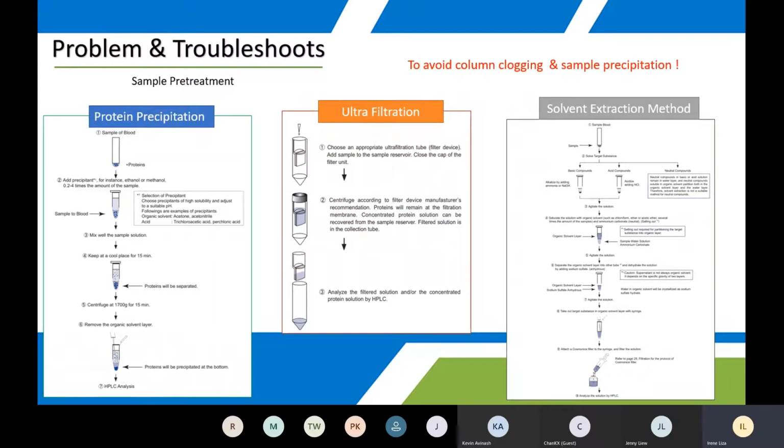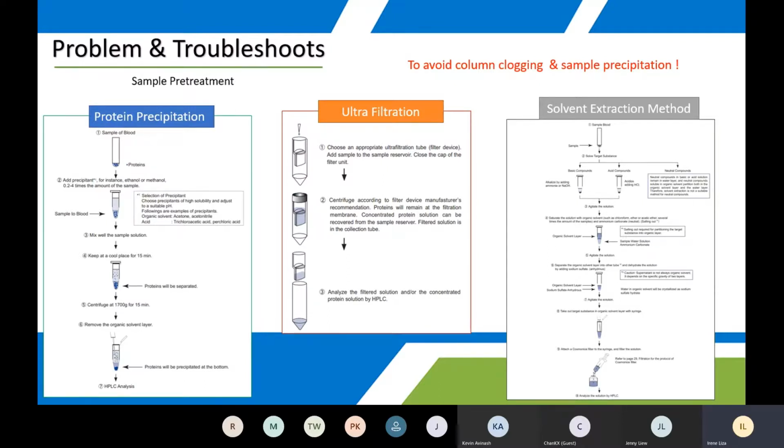Another more common problem is sample pre-treatment, how to actually pre-treat the sample so that it will not harm your column. Basically, it's to avoid column clogging and also sample precipitation in the column that you are using. So these are some of the sample pre-treatments that you may want to consider.